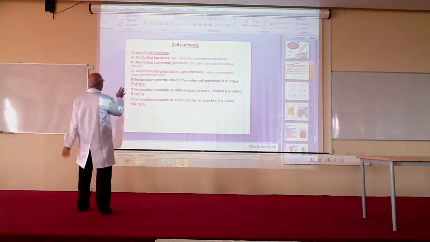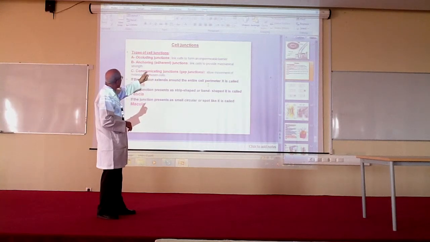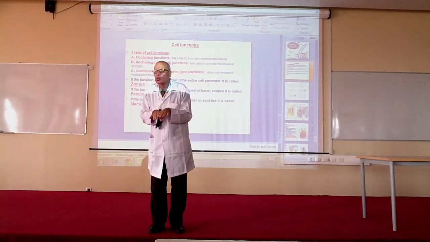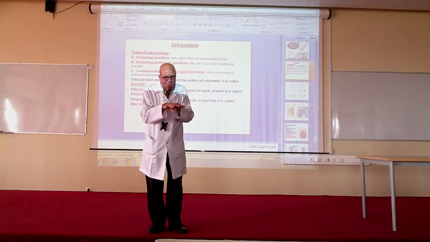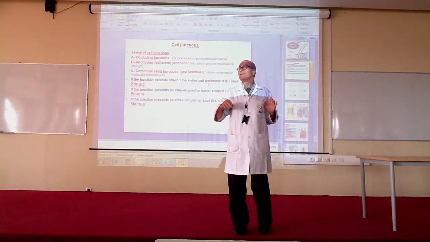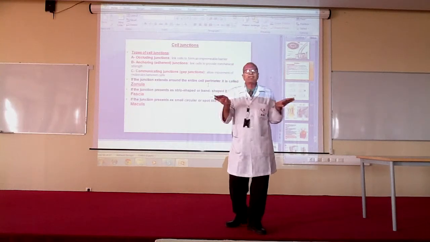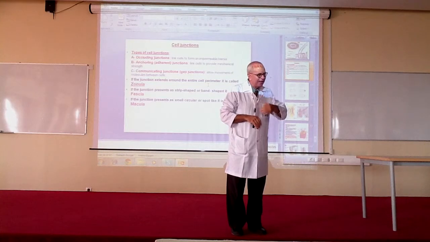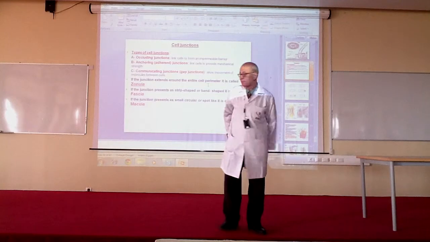Number 2, anchoring junctions. We need these in cells that require mechanical strength. It makes the cells adhere together, so it's difficult for them to be separated. For example, the epidermal cells are connected by adherent junctions to prevent their separation with friction. So a strong friction is needed to separate the cells from each other.